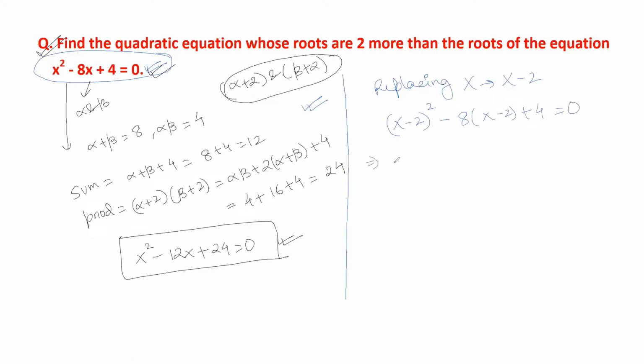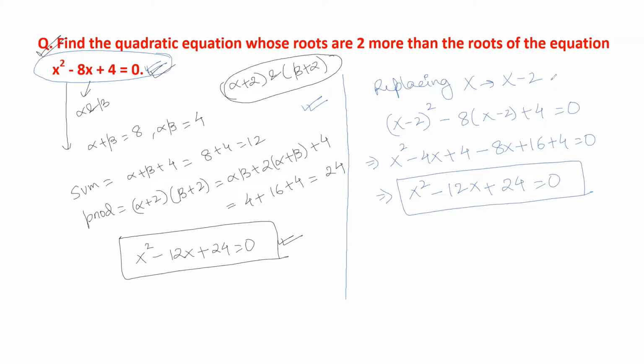So now if we expand this, this would be a minus b whole square, that is x square minus 2ab, so that would be minus 4x plus b square, so that is plus 4, minus 8x, minus minus plus, plus 16, plus 4 equal to 0. So if you simplify, this would be x square minus 4x minus 8x would be minus 12x, plus 4 plus 16 plus 4, so this would be 24 equal to 0. So we can see that simply by replacing x with x minus 2, we are getting the same quadratic equation which we have got in this way.